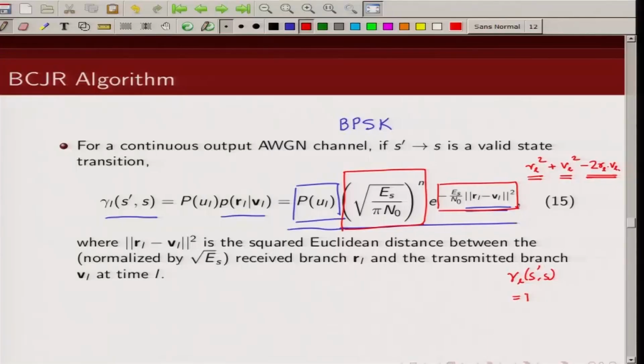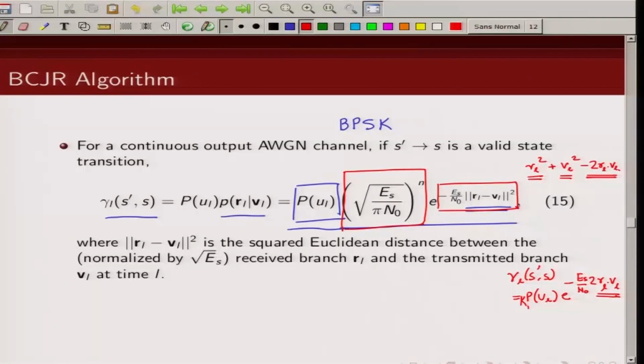So, it is basically probability of U L and exponential minus E S by N naught, and this is basically 2 times R L V L. So, it becomes dot product between the received sequence and the transmitted code word V L. Okay. And of course, there is some constant term K1 which is common.